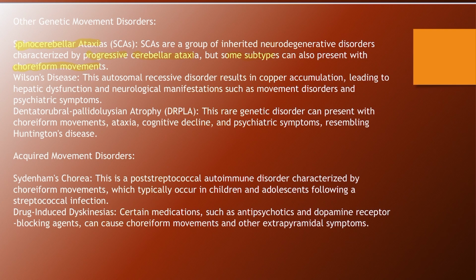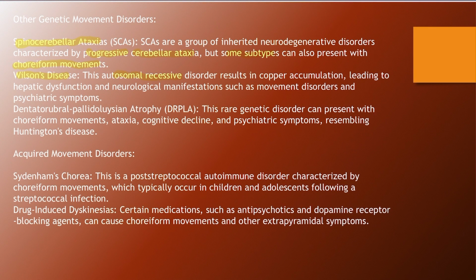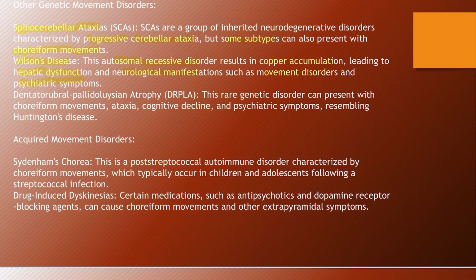Another differential which you can put in the movement disorders or in chorea is Wilson's disease. We all know that this is an autosomal recessive disorder, and normally we have copper accumulation, which leads to hepatic dysfunction, and there can be neurological manifestations as well, like movement disorders as well as some psychiatric symptoms. If you can remember this, it's okay. If you don't remember, still it's fine.